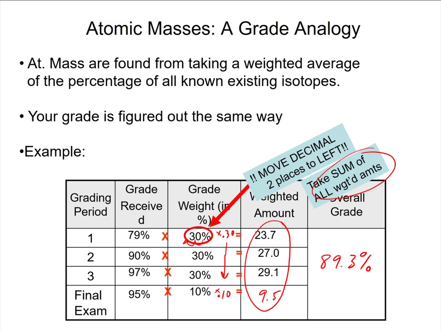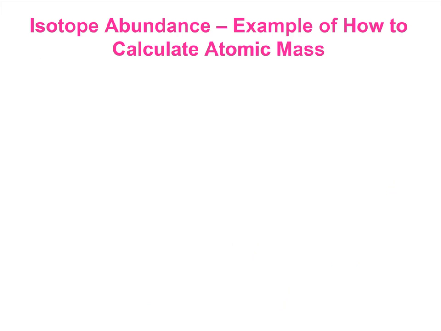So if you did a little bit better on the final, or probably it was this grading period here, if you got 1% better here, so if this was an 80%, then you would wind up with a higher weighted average, and you would have an A instead of a B. So here's how that works for atoms.